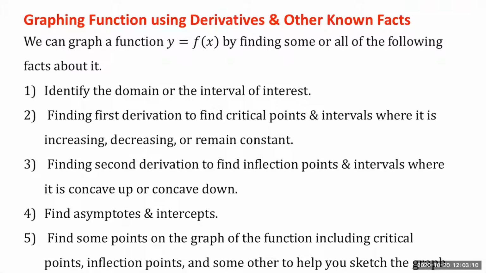First, you have to find the domain. Second, you have to find the first derivative and the information that you'll get from there. Third, you have to find the second derivative and the information that you'll get from there. Fourth step, you have to find the asymptotes and intercepts. And fifth step, you have to find some additional points that might be helpful in sketching the graph. And hence, we sketch the graph of the function.